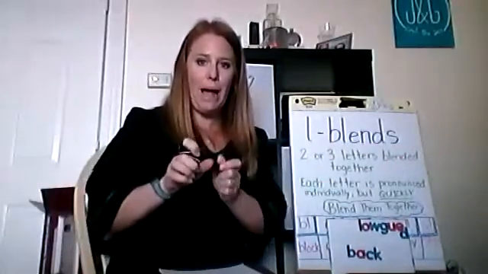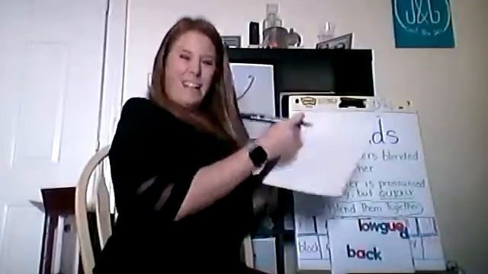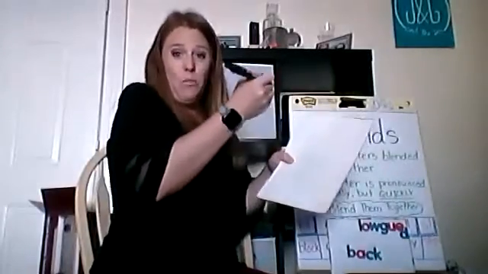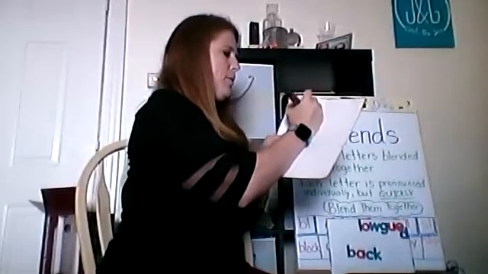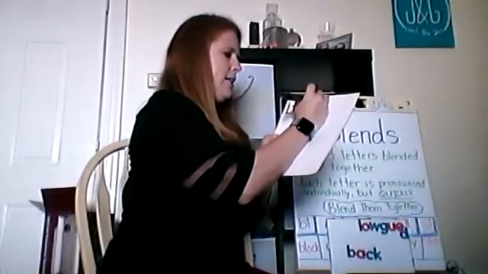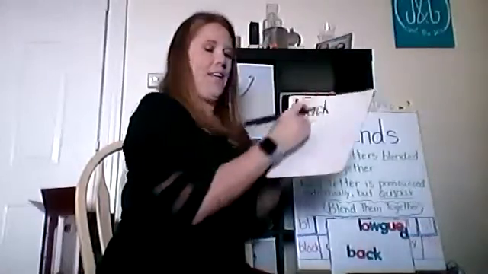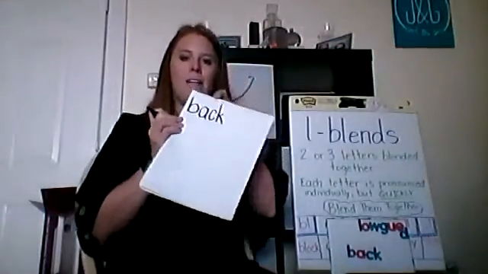So I'm going to write my word back nice and neat. Again, we're going to write neatly, and we can write kind of big, but not too big, so we have to fit 10 words on our page. So, b, a, k. And it has that digraph at the end, so we know all about that because we learned about that last week. Back. Good.